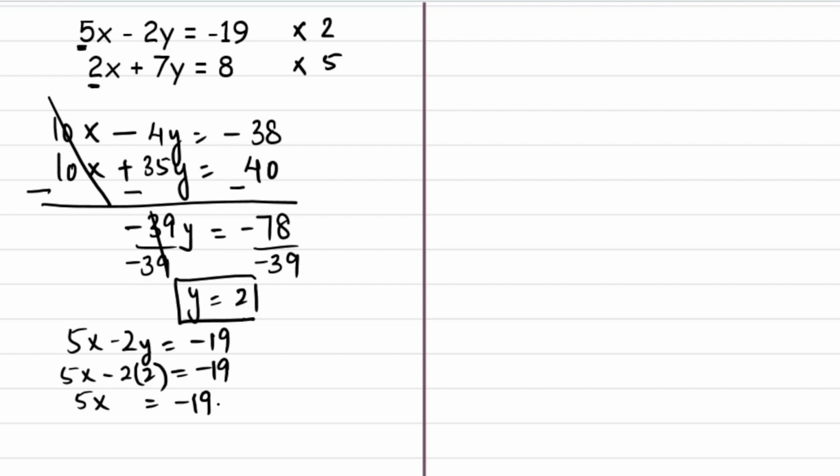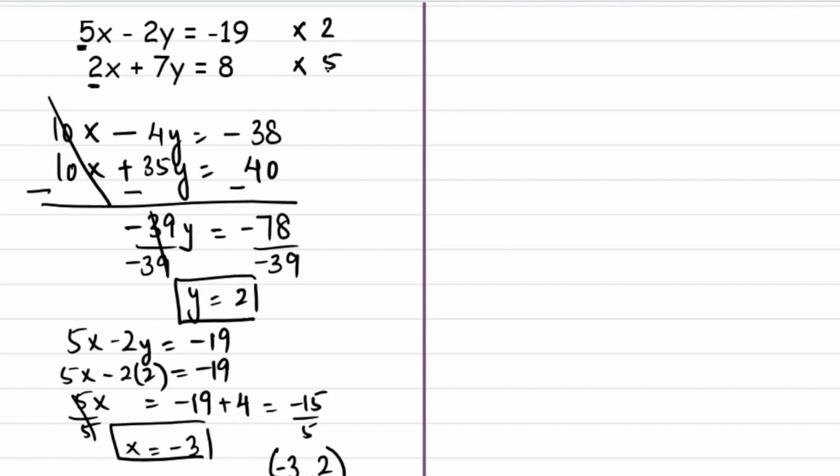When shifted to that side, it will give you plus 4. Minus 19 plus 4 is minus 15. So divide by 5 on both the sides and my value of x comes out to be minus 3. So what is the solution? Minus 3 comma 2.